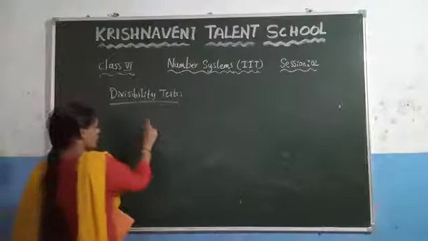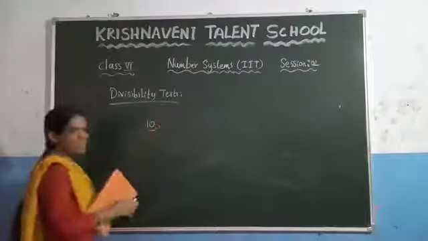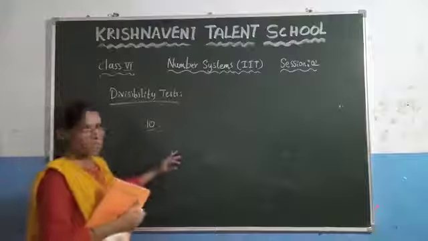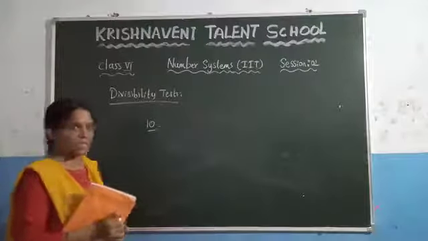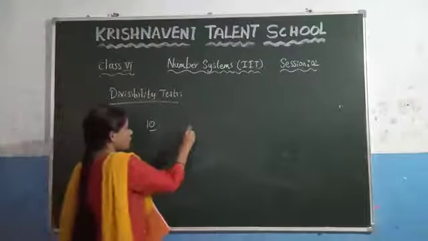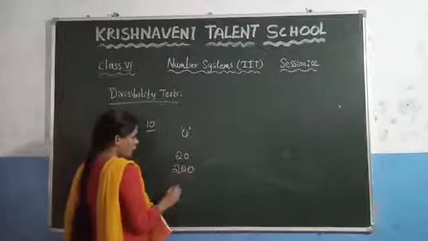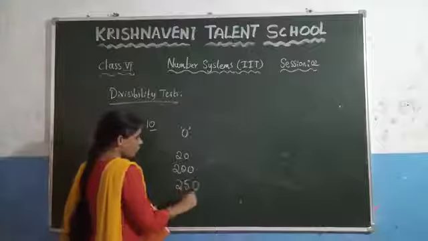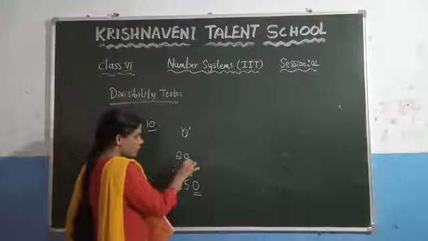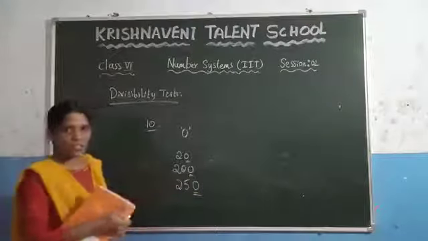Here the divisibility rule for 10 says that if the unit digit of a number ends with 0, we can say that the given number is divisible by 10. For example, 20, 200, and 250 all end with 0, so we can say that these numbers are divisible by 10.